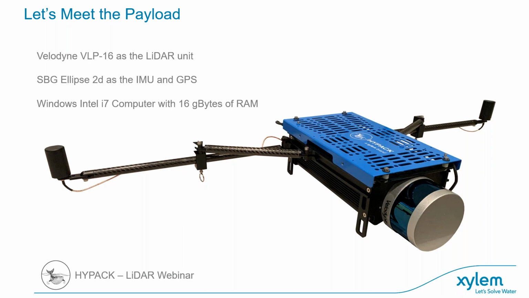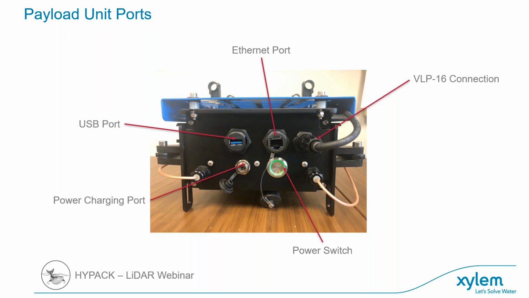Battery is good for about 2 to 2.5 hours once it's fully charged. The arms are extendable and they lock into place. On the back of the LiDAR payload, we have the different ports that are available. There's a USB port that goes directly to the computer, the power charging port, the power switch, which we're going to talk about, was changed from a rocker switch to a depressed switch with a lightable ring to let us know that the payload is actually energized.